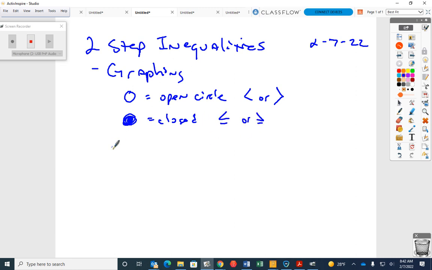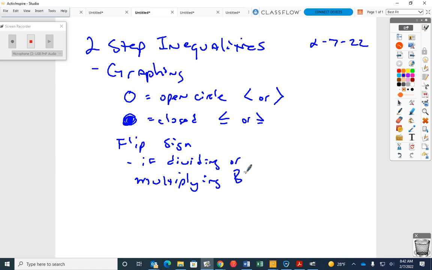Okay, good. You know how to do that. When do I have to flip my inequality signs? Does anybody remember? If you're multiplying or dividing by a negative, that's when I flip my inequality sign. It doesn't matter if I'm multiplying or dividing into a negative, but if I'm multiplying or dividing by a negative, I flip my inequality sign.